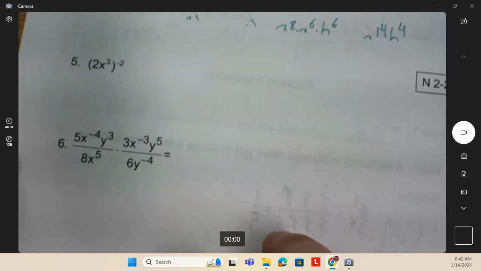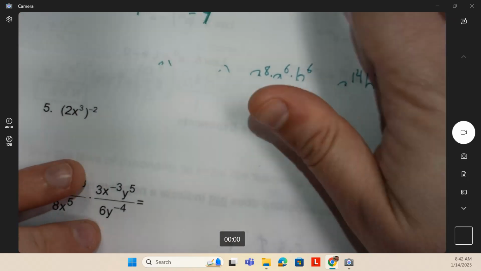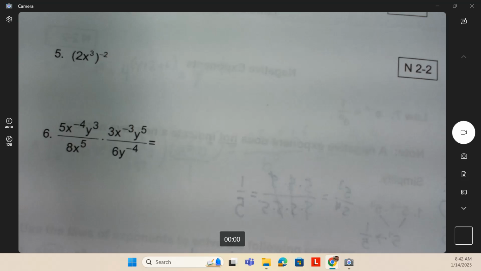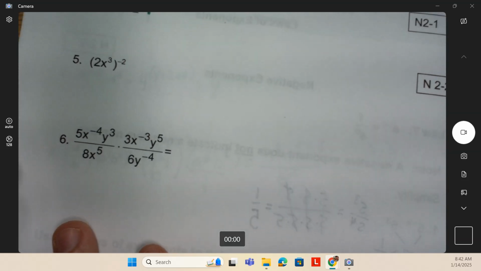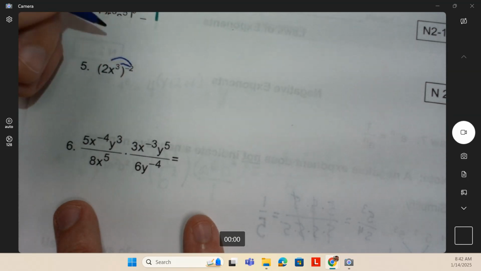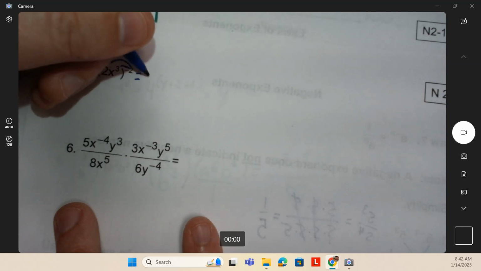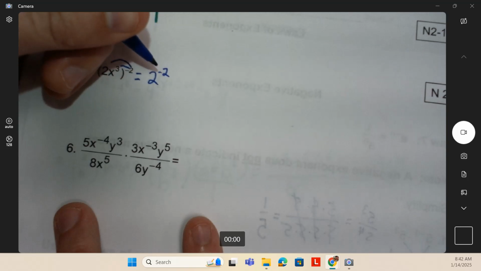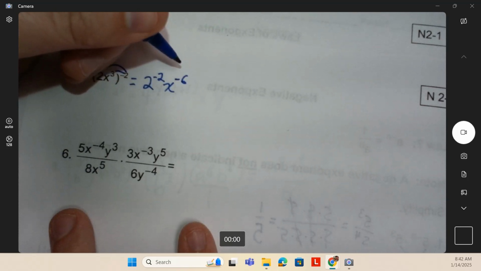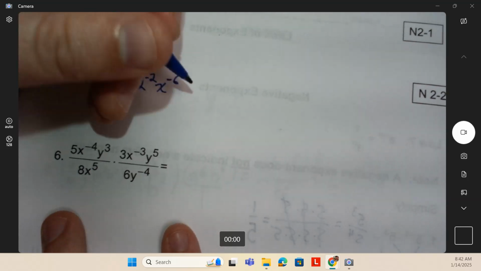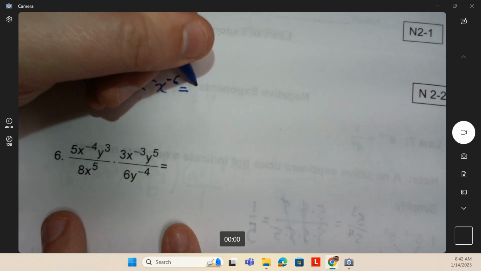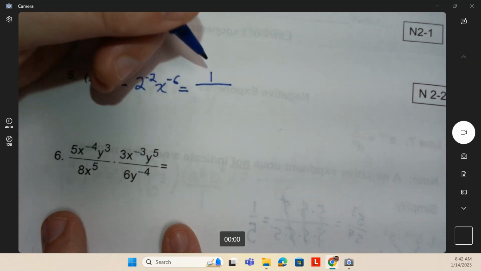Okay, looking at the back of the notes. Now we're adding in some variables here. So I have 2x cubed to the negative second power. Let's go ahead and distribute that first, which would give me a 2 to the negative second power times x to the negative sixth power. Then I can put those into the denominator, which would make them both positive.